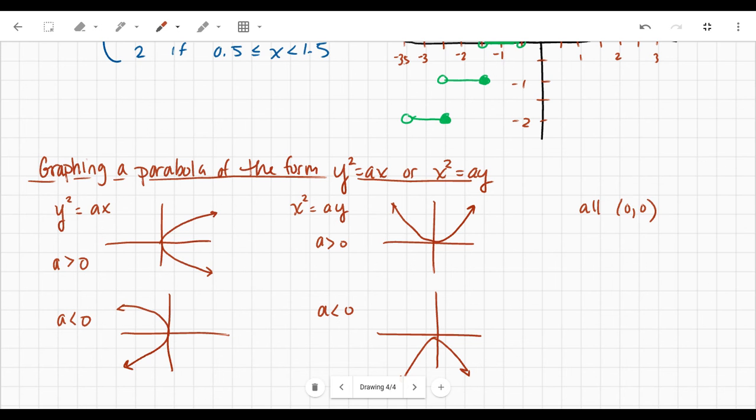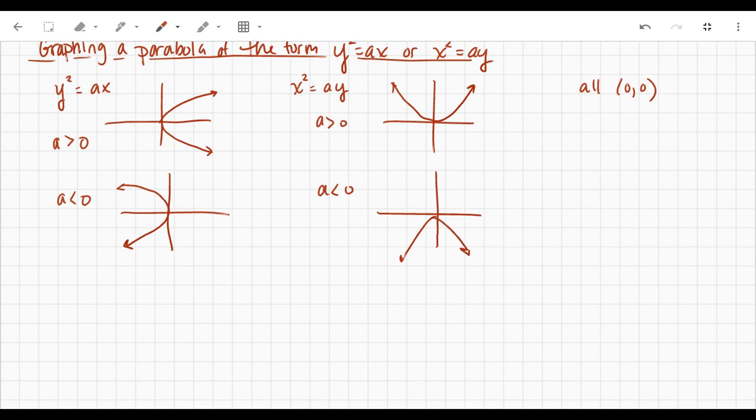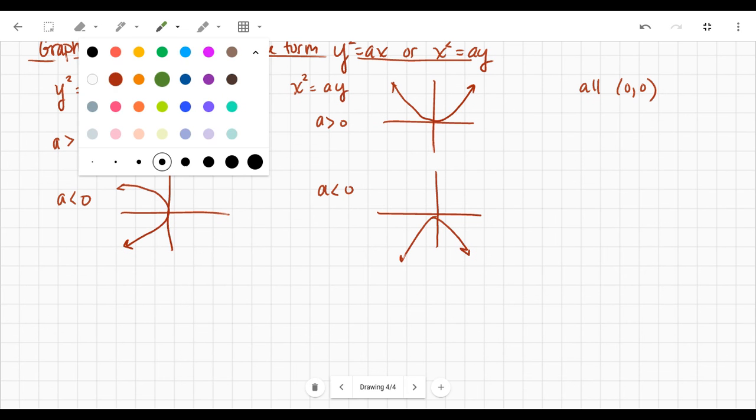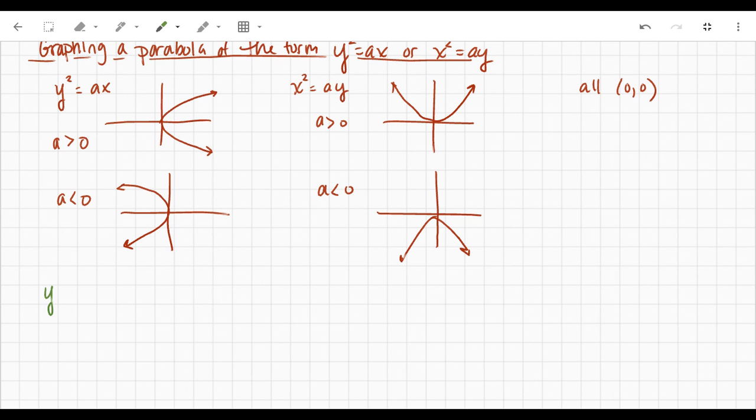So, for example, if we have y squared equals negative 3x, okay, so we know that it's going to be left or right, and since it's negative, it's going to open to the left. So it's going to look like our lower left corner guy there, okay? So we know that we can put in the point (0, 0). Now, the next thing we want to do is go up 1 and down 1.